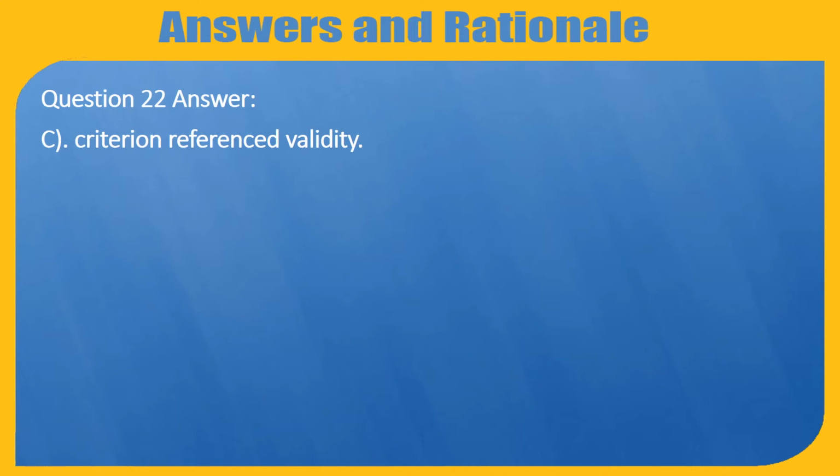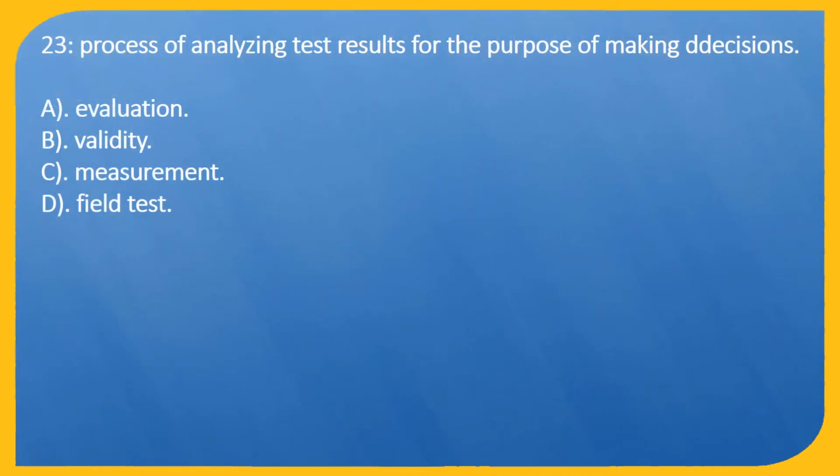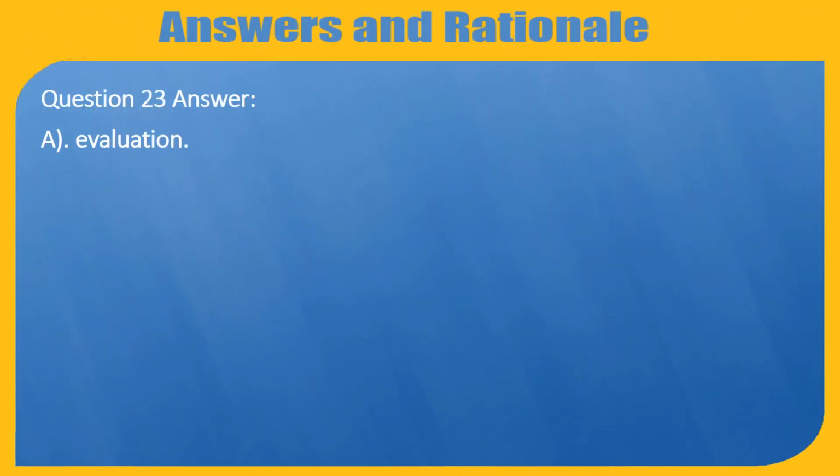Question 23: Process of analyzing test results for the purpose of making decisions. A. Evaluation. B. Validity. C. Measurement. D. Field test. Question 23 answer, A. Evaluation.